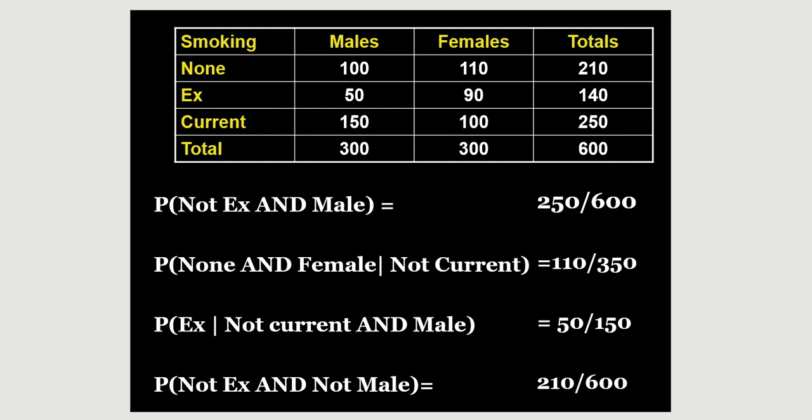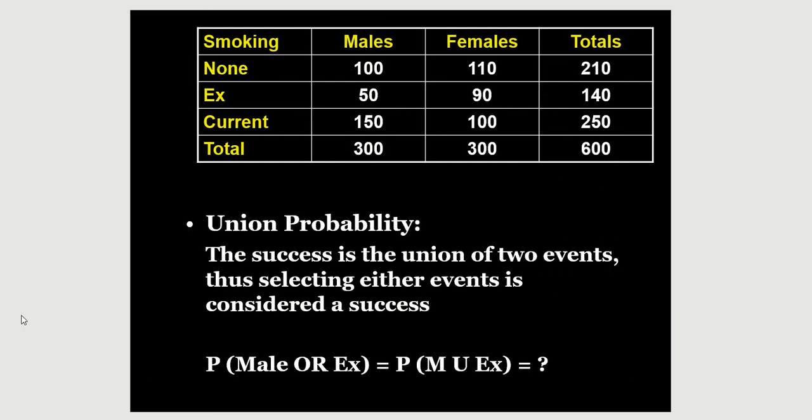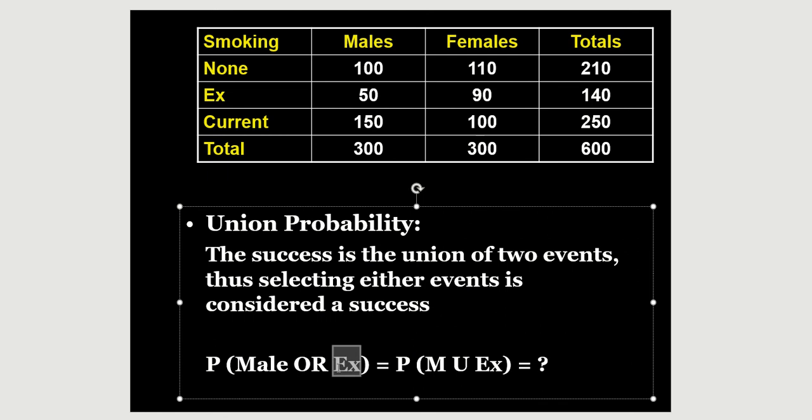Okay, so let's continue. That takes us now to the union probability. Union probability, as I said, that's where you're going to take both. So male or ex-smoker. So either you're a male or you are an ex-smoker. Both will be enough to be considered as a success.